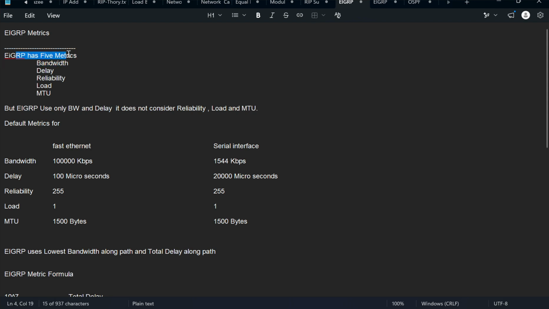EIGRP has 5 metric components: bandwidth, delay, reliability, load, and MTU. These are the EIGRP metrics. But EIGRP uses only bandwidth and delay. It does not consider reliability, load, and MTU. By default, EIGRP uses these two.